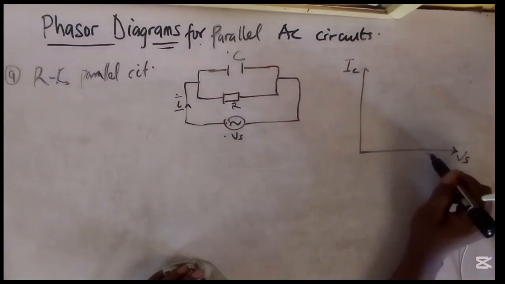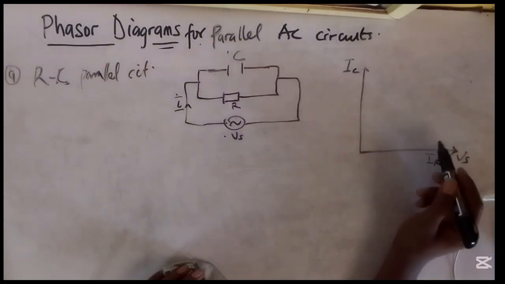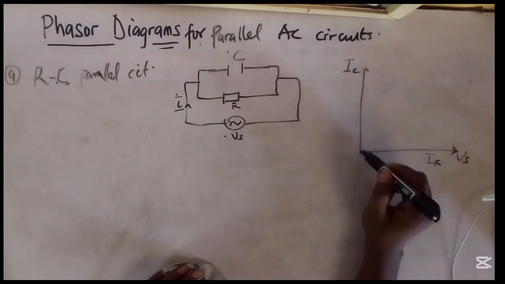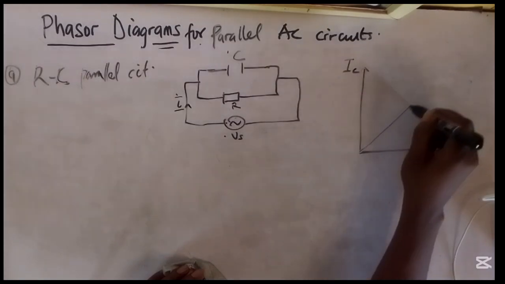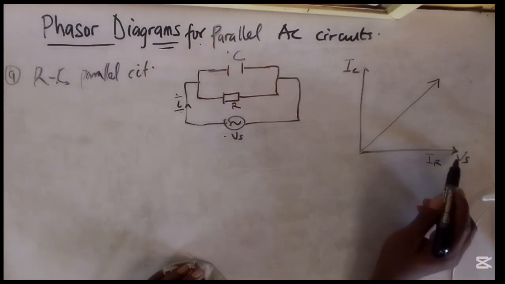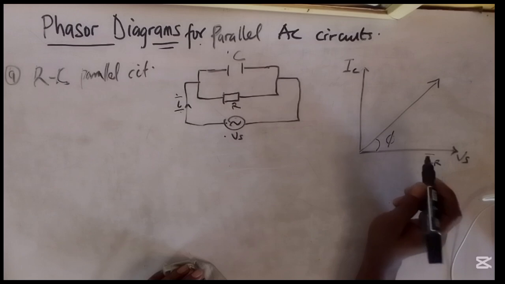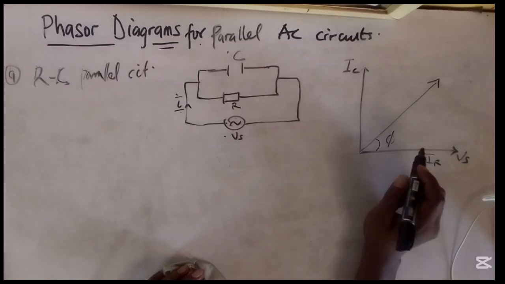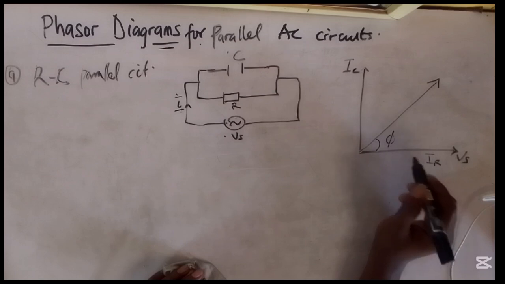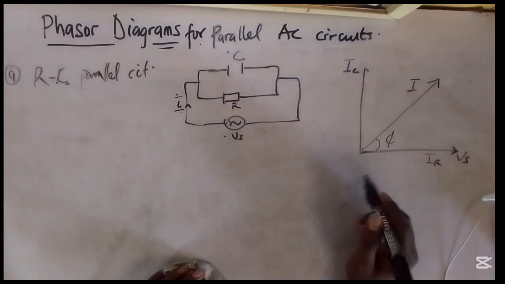So we know that our IR is in phase with the voltage. So the current here, IC, is leading by 90 degrees. But the magnitude, that is the resultant current flowing in the system, I, is going to lead the voltage by an angle called the phase. And from this, we can also get the formula for our magnitude, which is the same thing as what we had for the RL circuit.